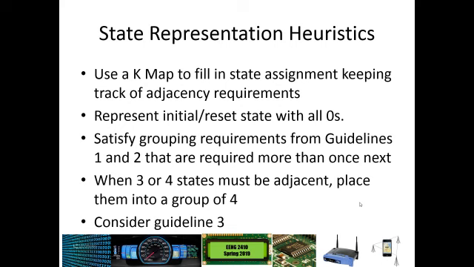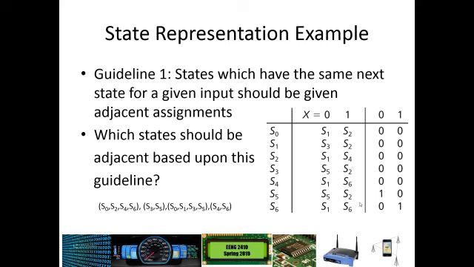And so in order of precedence, we're going to say, okay, the initial state is going to be all zeros. Then we're going to satisfy our grouping requirements from guidelines 1 and 2. And then when 3 or 4 states should be adjacent according to those, we're going to try our best to put them into a group of 4. Then we're going to consider guideline 3. So let's look at this state table here and see which states we should make adjacent.